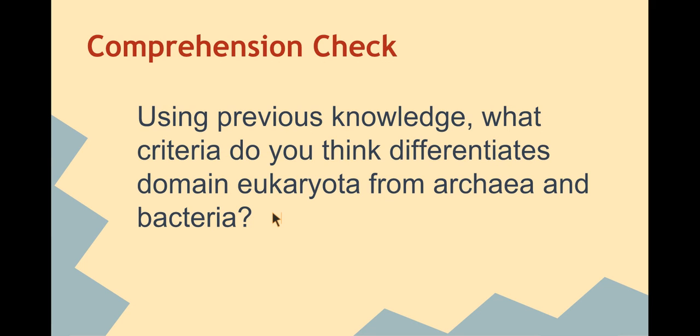Good. Hopefully you were able to get that it's the type of cell. So if you look at this word eukaryota, it's a eukaryotic cell, meaning that these organisms in this domain are going to be eukaryotic, made up of eukaryotic cells. So they'll have a nucleus and they'll have membranous bound organelles. So you'll have lysosomes, mitochondria, chloroplasts, all that stuff is in eukaryota. It is not in archaea and it is not in bacteria.